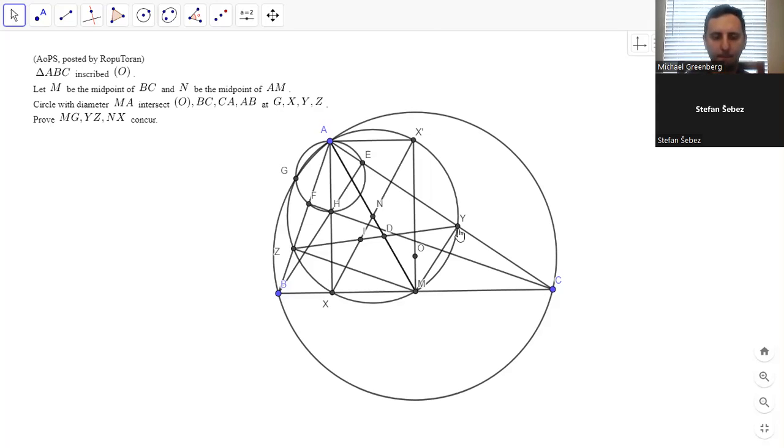Okay. And we know that X prime Z M Y is harmonic. Yes. And then we can project through I, just like in that IMO shortlist problem. Okay. That intersection M I and those three points are harmonic, and that's it. So this is a G I and M have to be collinear. And so that basically solves it. Yeah.